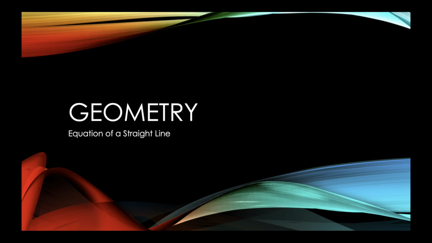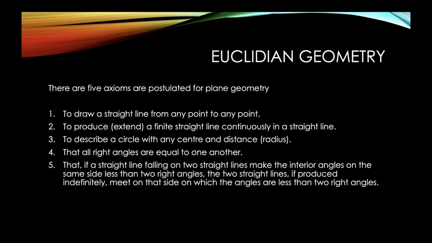In today's video we are going to continue with the topic of geometry and explore how to derive equations of a straight line. We are first going to present to you the 5 axioms postulated for Euclidean geometry again. They are to draw a straight line from any point to any other point, to produce and extend a finite straight line continuously in a straight line, to describe a circle with any center and any radius, that all right angles are equal to one another, and finally the parallel lines theorem. In this video we are going to explore the first 2 axioms in more detail.